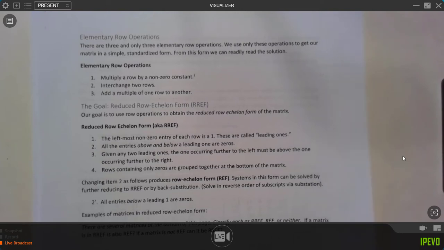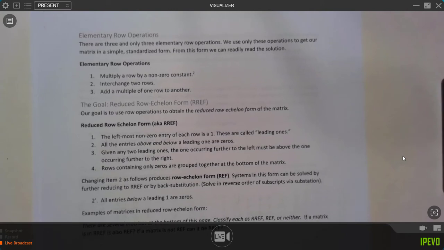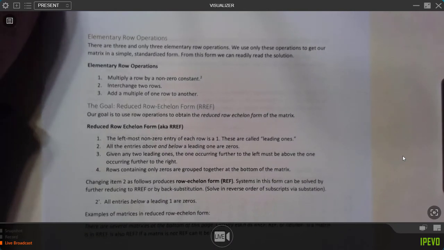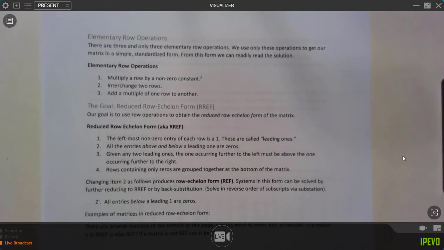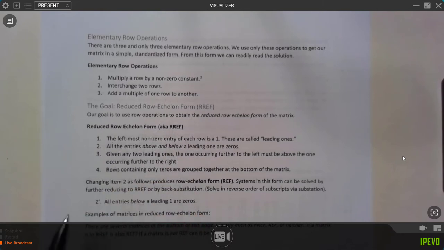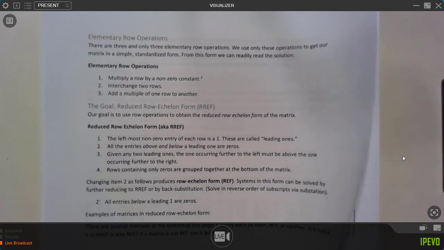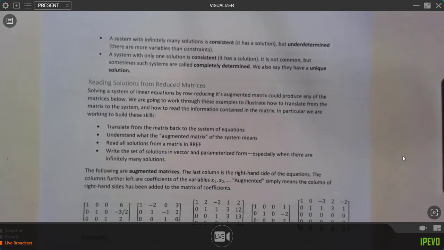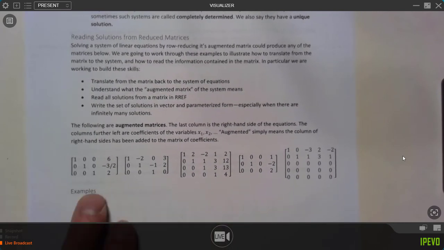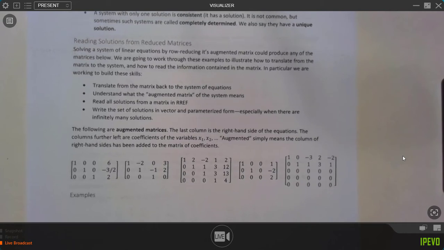Okay, let's move on to the third and fourth pages in the handout for tonight. What we're going to be doing is talking about elementary row operations, reduced row echelon form, and row echelon form. I'm going to talk about the possibilities for the number of solutions, and then I'm going to show you how to solve systems by using back substitution.